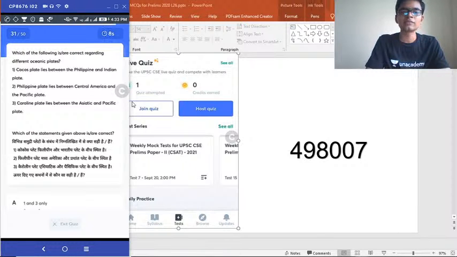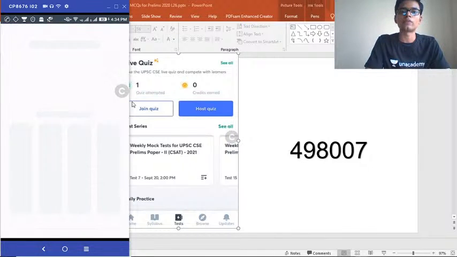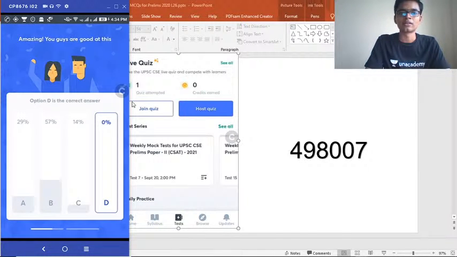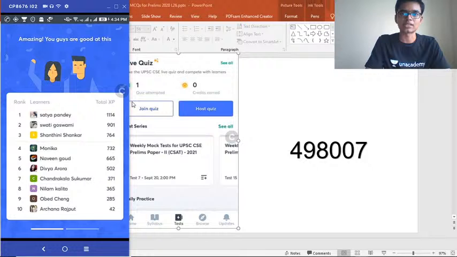Question 31. This is about different oceanic plates and these are very important for UPSC. So do download a map of the different oceanic plates and study the position of all these things. Nobody getting that right anyway.